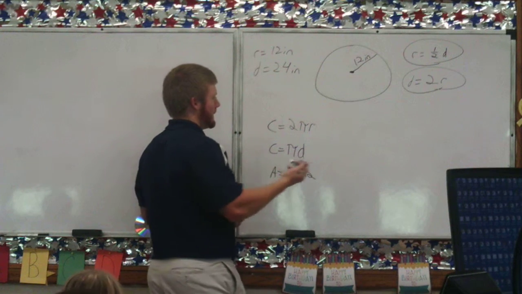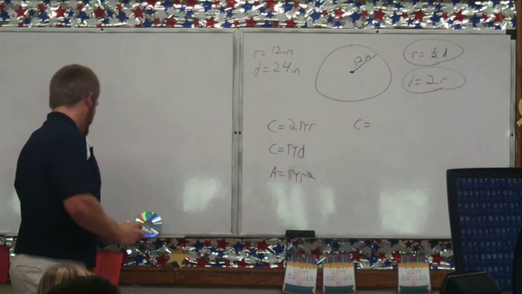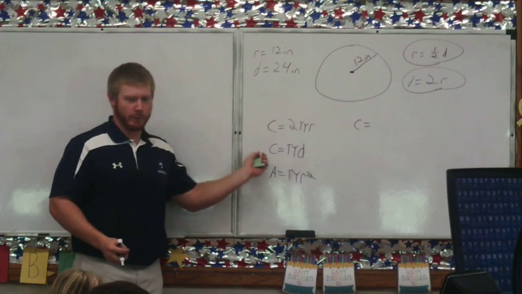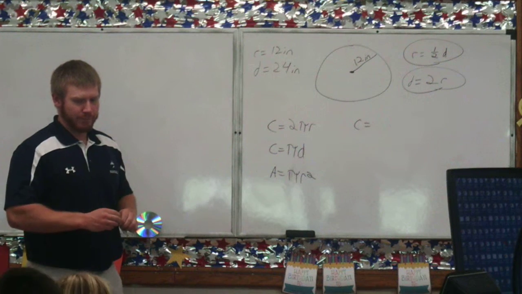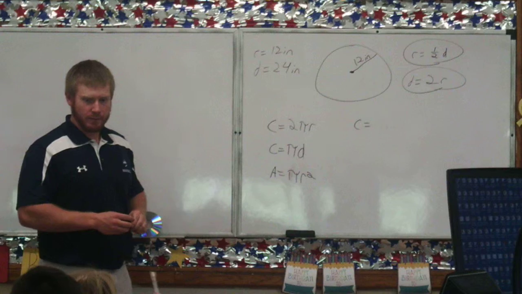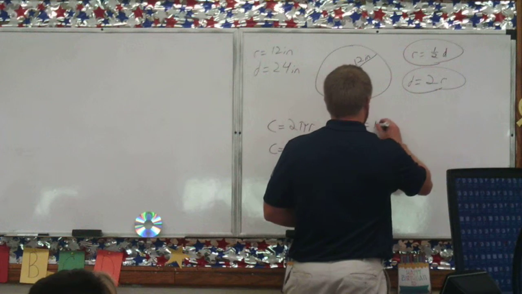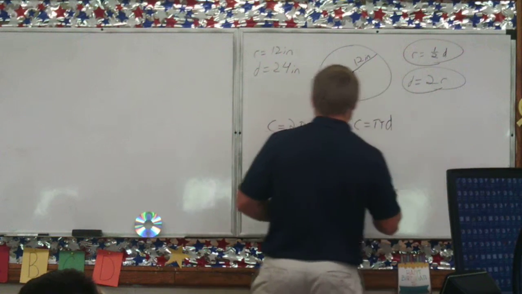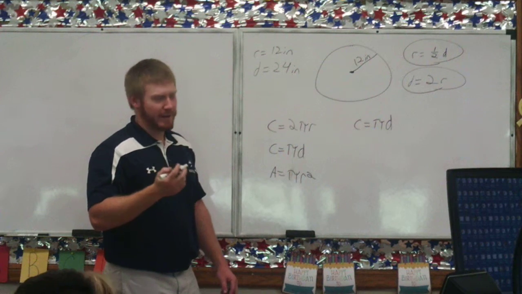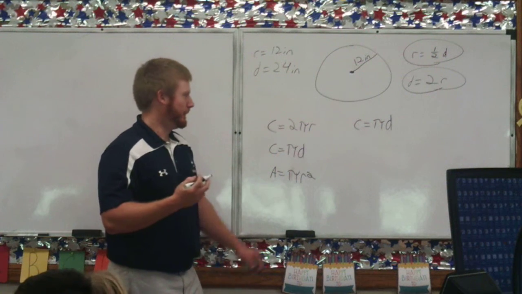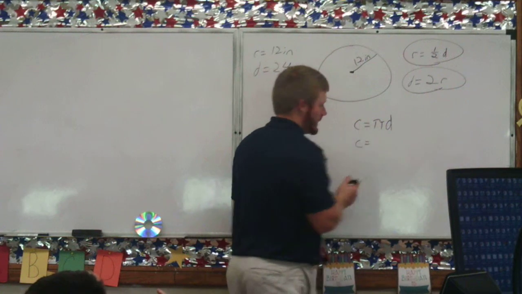Okay, so let's find the circumference. Skylar, which one of these formulas do you want to use to find the circumference? The one with the diameter, so pi times diameter. Alright, so C equals pi times the diameter. Everybody write that. And now all you have to do is substitute for your letters. So we have C equals, what is pi equal to, Skylar?